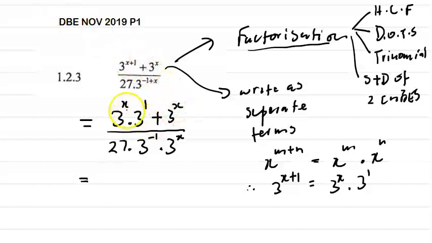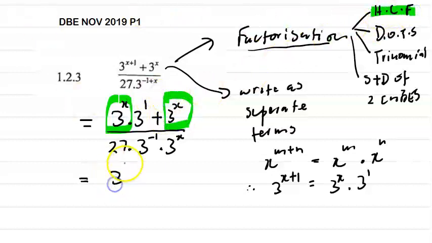Now, you can remove 3 to the x as a common factor there on the top. See there, 3 to the x and 3 to the x. You can take it out as a highest common factor. So that's exactly what we're going to do. Let's say 3 to the x into 3 to the 1 plus, what's going to be left over there? 1. Remember that you can always check your factorization by products.